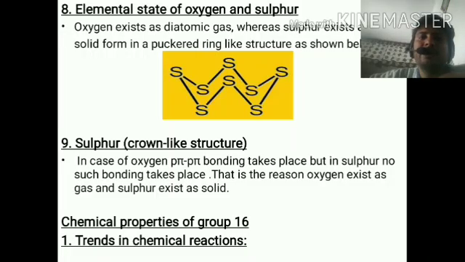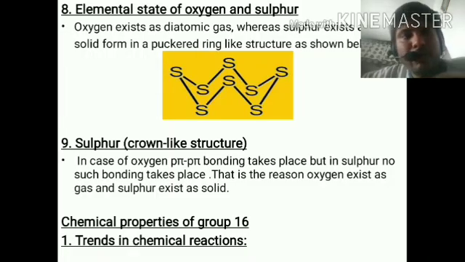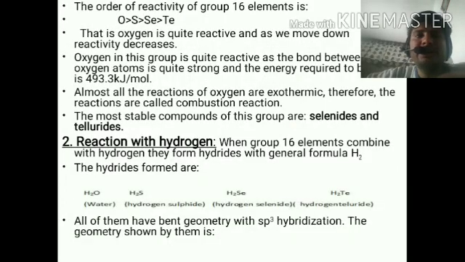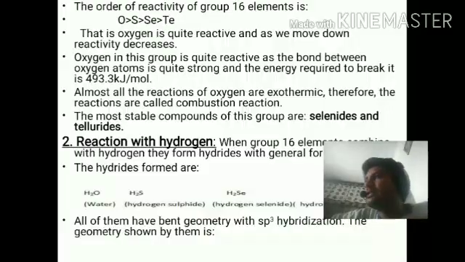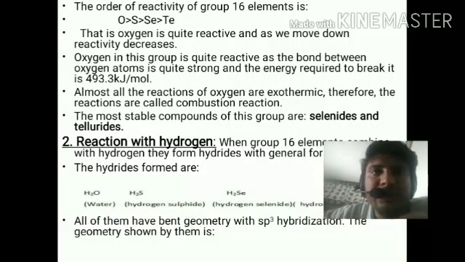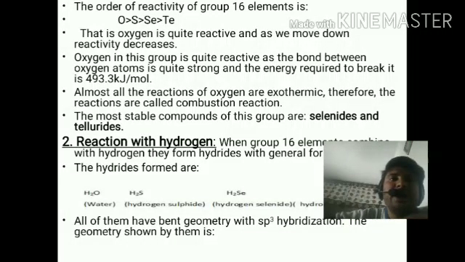Now the chemical properties of group 16 elements. What are the chemical properties of group 16 elements? First, their chemical reaction trend. The order of reactivity of the group 16 elements is given. Because oxygen is small in size, its reactivity is very high. Oxygen is quite reactive, and as we move down, the reactivity decreases.